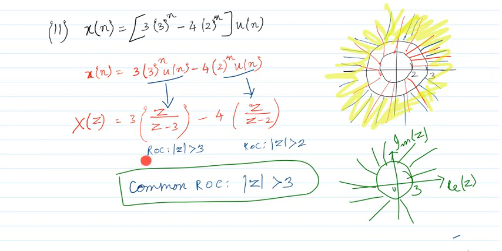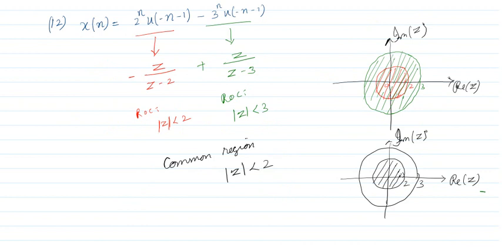Okay. Next, we can see this. This is an anti-causal signal, because it works only for negative values of n. So for the anti-causal sequence, the minus sign is not there, so I'm putting minus Z by Z minus 2. Here the minus is there, so I'm putting plus Z by Z minus 3. Already we have seen this.